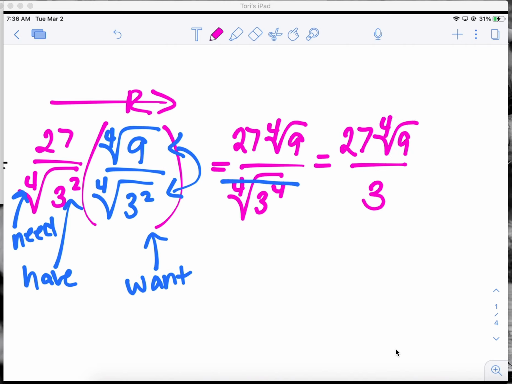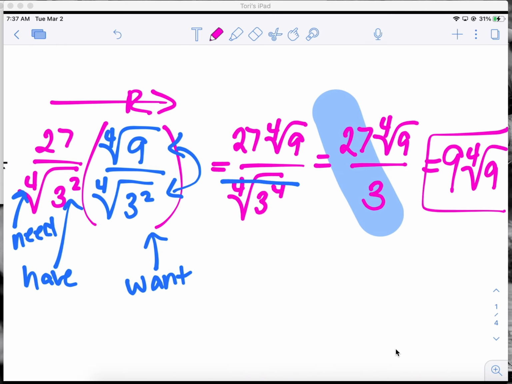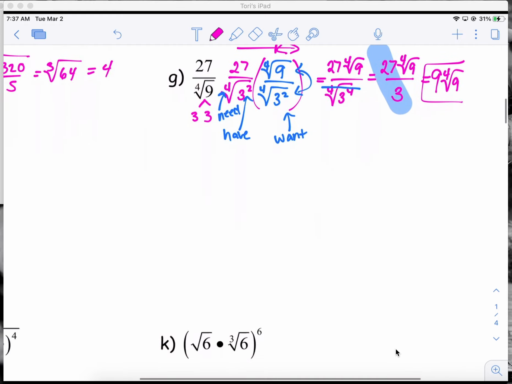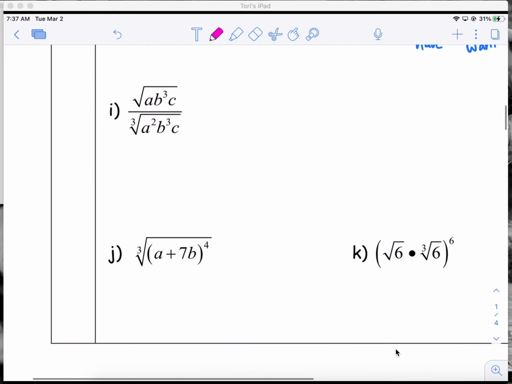This looks like you're done. The issue is that right here, these numbers can simplify. 27 divided by 3 gives us 9, so I have the 4th root of 9. That's your final answer. Okay? All right, we got about 3 more, and then I'll stop the video and make one for a second page.